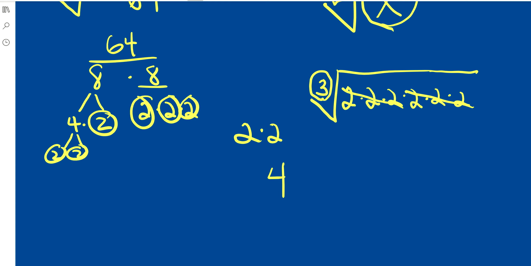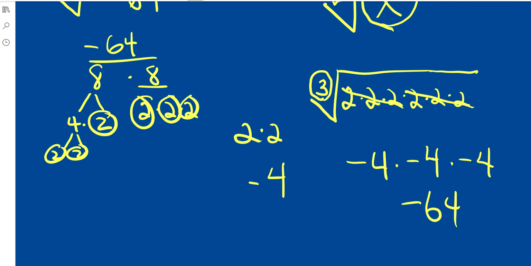However, this was negative 64. So this 4 is going to be negative 4. Why? Because negative 4 times negative 4 times negative 4 is negative 64. Okay, it was the third root, negative, so I know all these numbers have to be negative. I've got an odd number of negatives, so my answer is going to be negative as well.